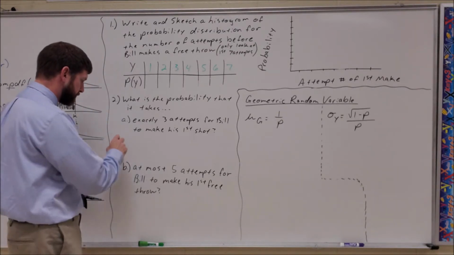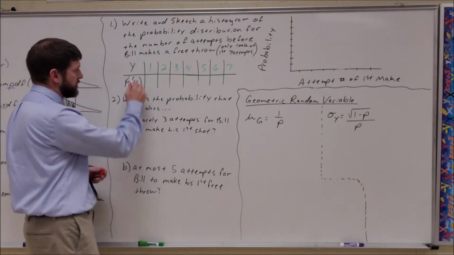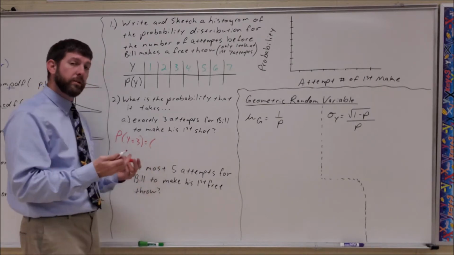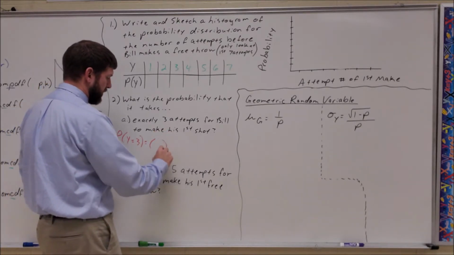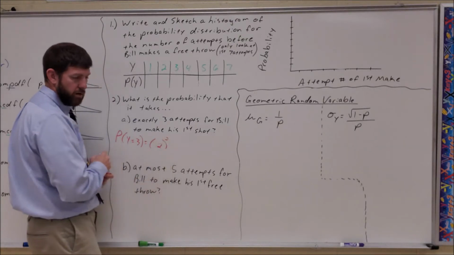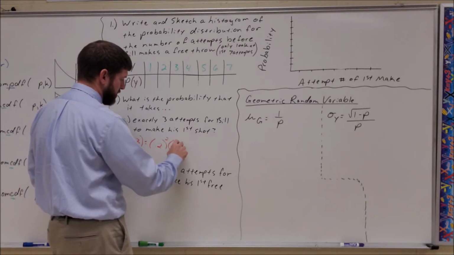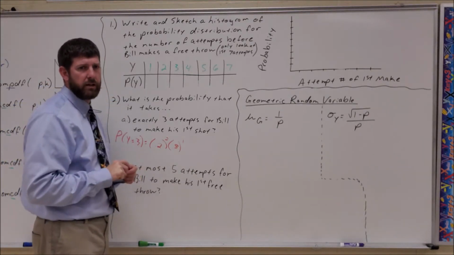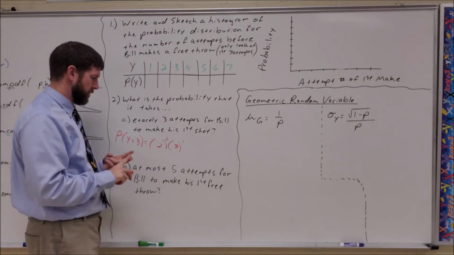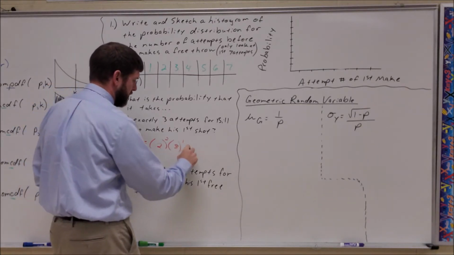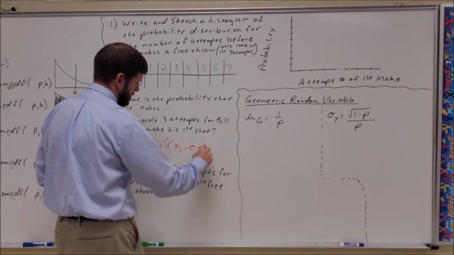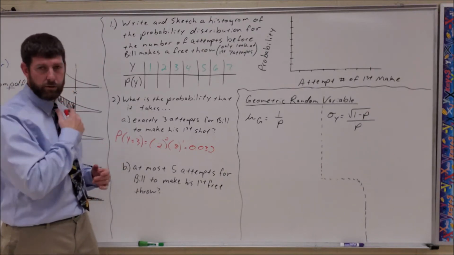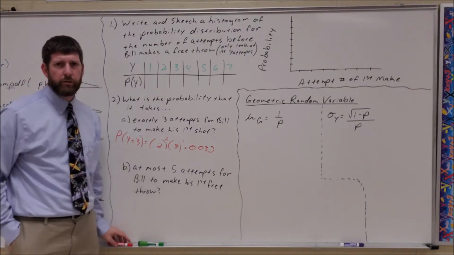All right, so let's go through it. So the probability that y, I'm just using y as my geometric variable here, is equal to 3 would be, well, what does making it on the third look like? That means he missed on the first 2 and he made it on the third one. Okay? So probability that he misses on the first 2, makes it on the third one, and you get 0.032. All right, 3 decimal places of 0.032. Okay. Now that's the by hand way.